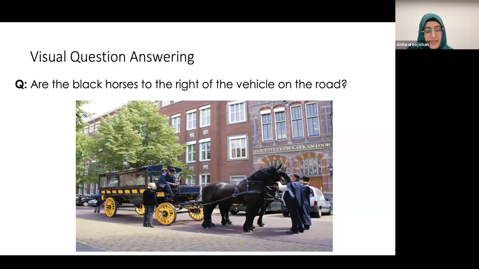Visual question answering is a multimodal understanding task where you need an understanding of both the visual world, which can be an image or a video, and natural language. In visual question answering, you are given an image and a natural language question, and the task is to answer this question. For example, the question is, are the black horses to the right of the vehicle on the road? We can see that the black horses are on the right of this vehicle, so the answer is yes.